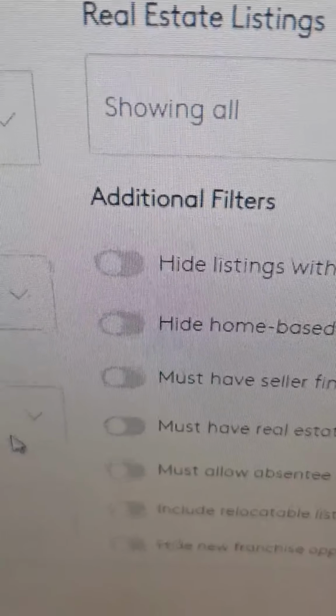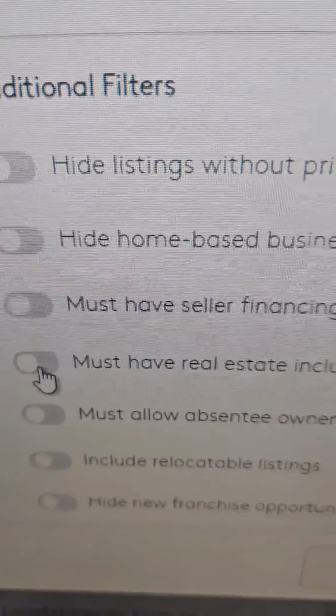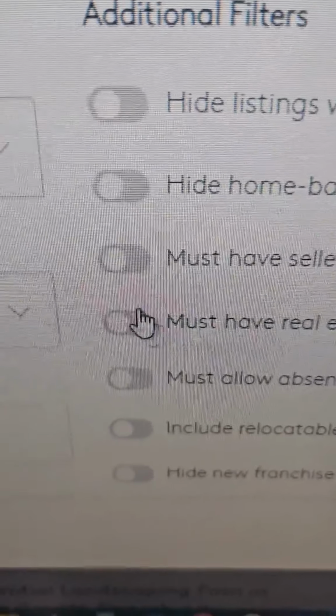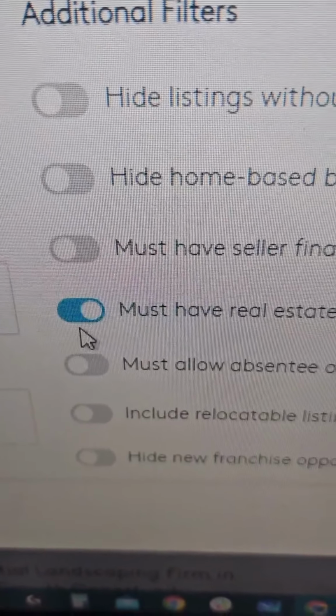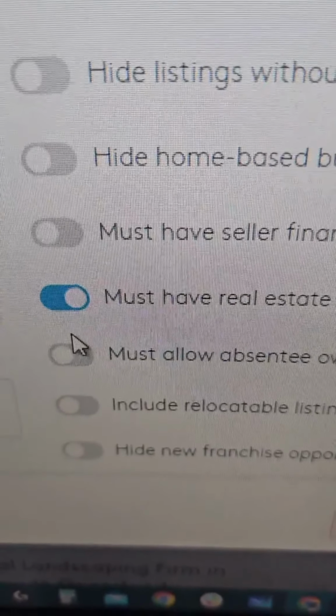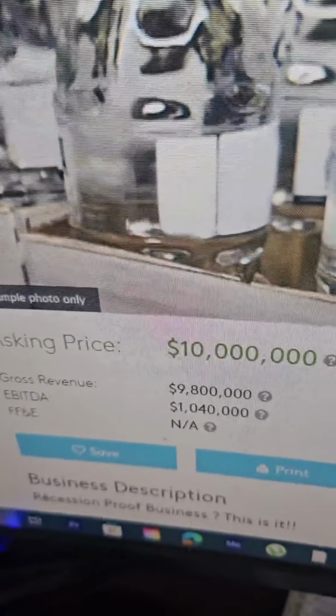Let's do it. I'm going to come over here to the many websites that I know, but I'm going to click on this random one that says must have real estate included. Right there. And I don't want to work the damn thing, so I'm going to click must be absentee too. Right there. Here's a distillery in Georgia, and the asking price is $10 million.